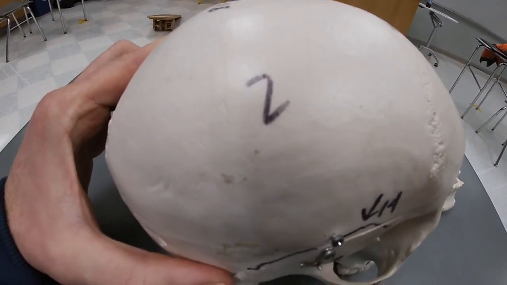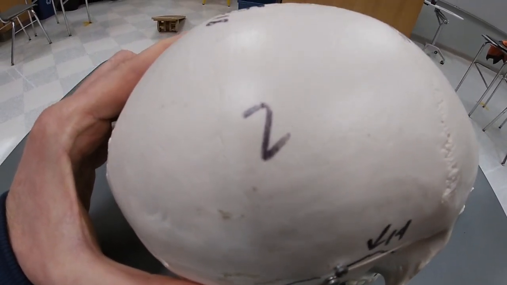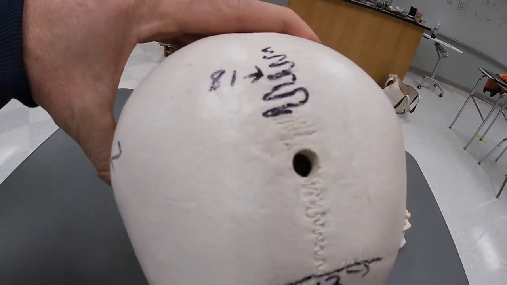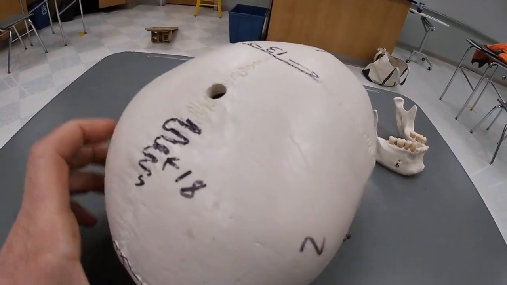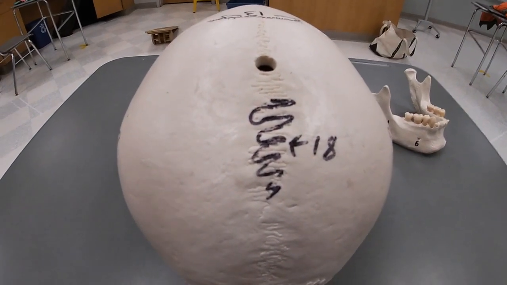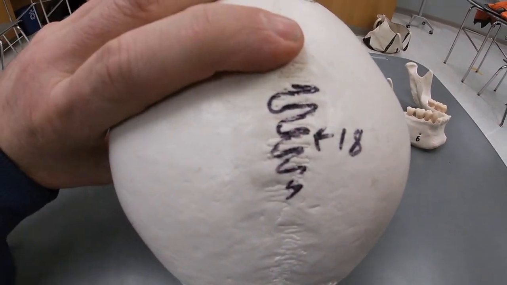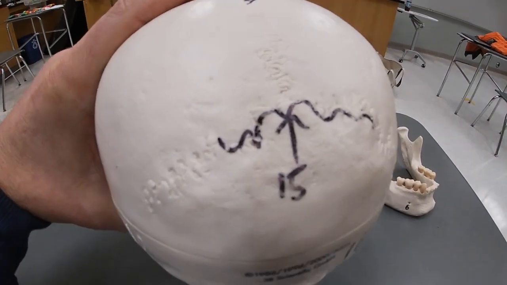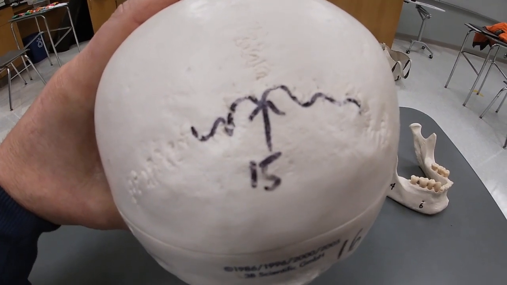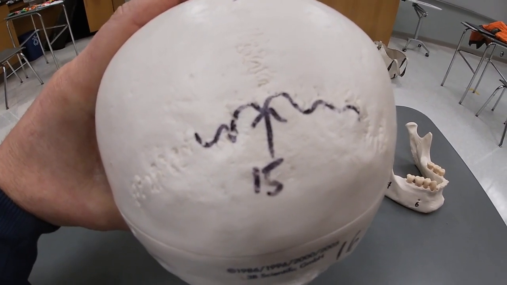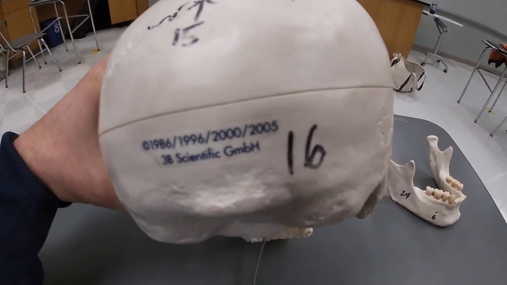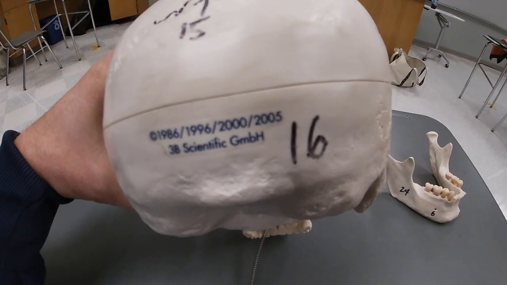Number 2 is a bone on the side of your skull called the parietal bone. We have a suture that divides the left and right parietal bone over here, number 18, called the sagittal suture. As we make our way to the back of the head, we have another suture that separates the parietal bones from the occipital bone, and that's 15, called the lambdoid suture. Then we have the bone on the back of the head, number 16, called the occipital bone.